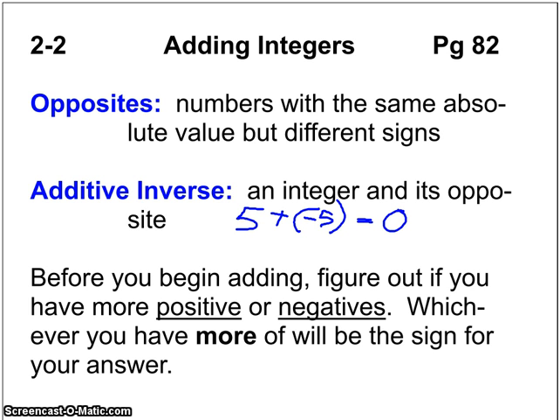Okay. When we take a look at adding integers today, there's a couple of rules that you need to remember and continue to work with. But one thing I want you to think about is that as you begin, when you're looking at adding two integers together, look at the numbers and determine if you have more positives or more negatives. And whichever one you have more of will be the sign that you'll use for your answer. Let's take a look at an example.